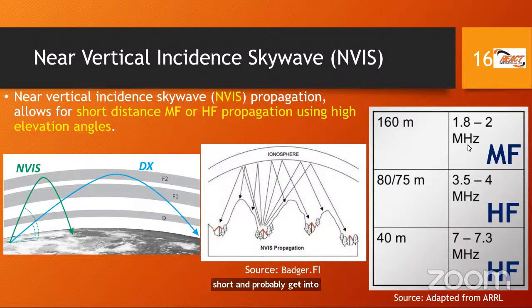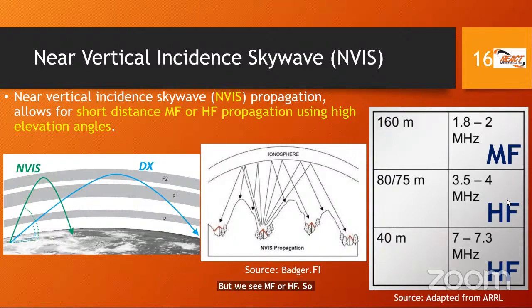All right, and we did say that NVIS is good for certain parts of the radio spectrum, above which it will not usually work. So we just have here a definition about NVIS, and hopefully this table will help us understand what this definition says. It says, NVIS, or near vertical incidence skywave propagation, allows for short distance MF, medium frequency, or HF, high frequency propagation using high elevation angles. So high elevation angles of radiation to drop short. But we say MF or HF.